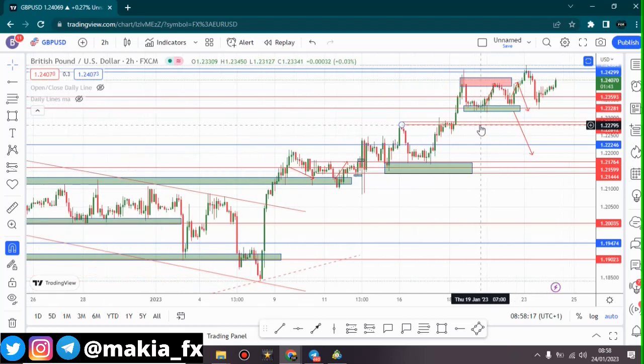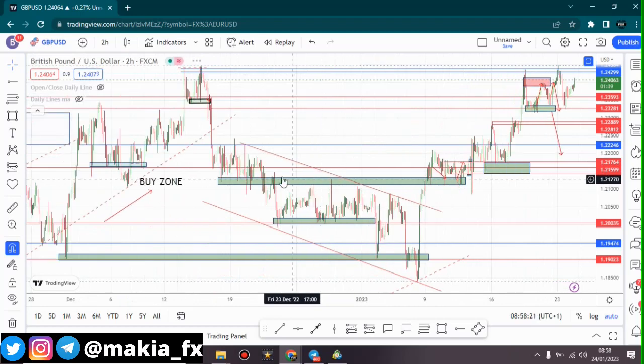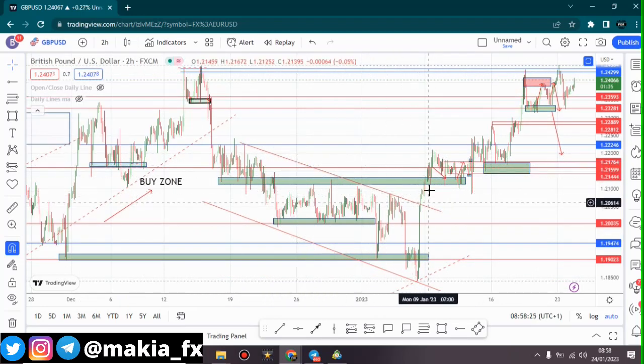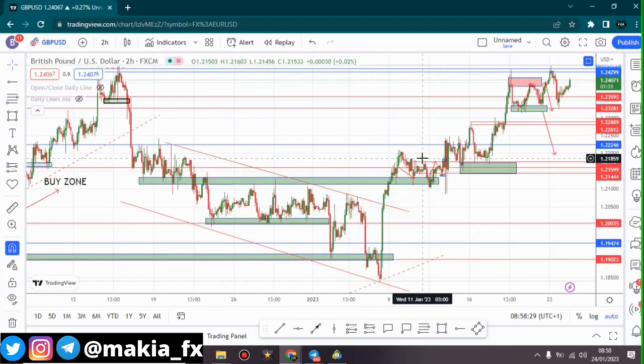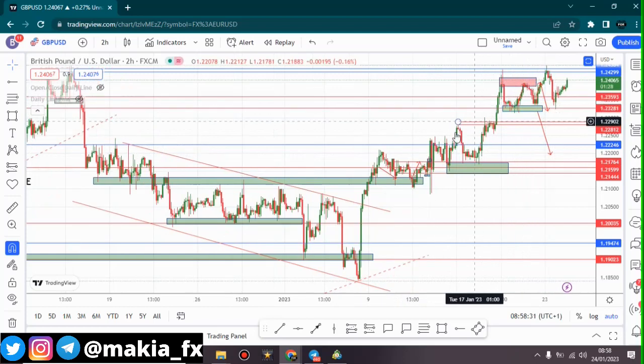So if you have been watching my videos on this particular pair, I told you guys that this pair is long-term bullish. As this line was broken, this particular downward channel was broken, I told you guys that it was going to keep going bullish, and that's what has been happening for a couple of days.